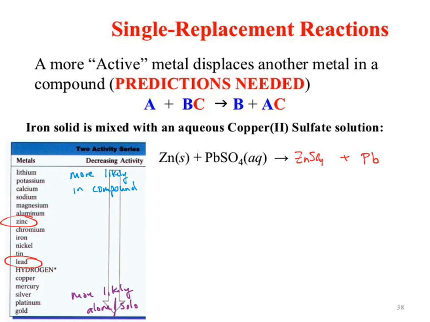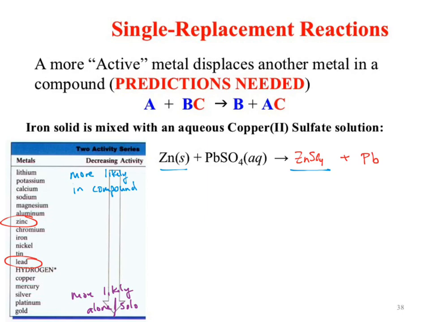Okay, so let's go through and use this information. Zinc, higher up in activity, so that means it is more likely in a compound. In my equation, in my plan, where is zinc in a compound? Okay, so let's try it this way. The symbol for zinc is Zn. Where does the symbol Zn show up? Both sides of the equation.